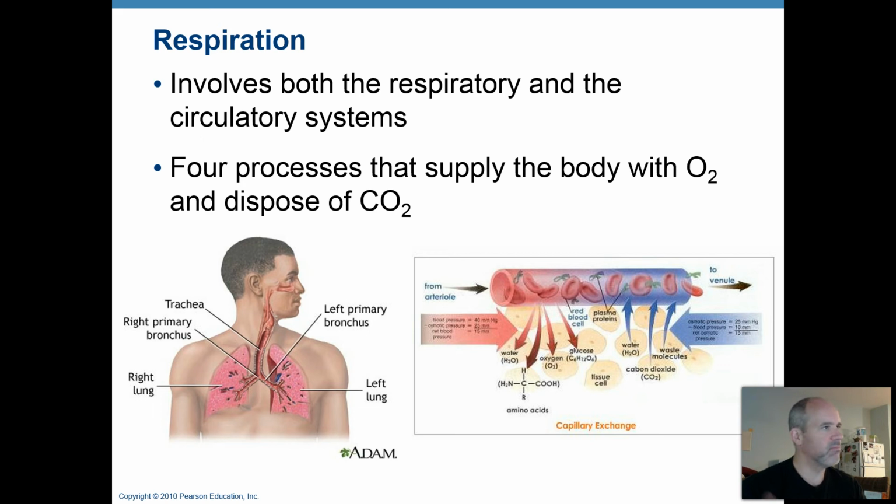Alright, so this first video we're just going to introduce some of the concepts here. And as I just mentioned, respiration, this process of gas exchange between the blood and the air in your lungs, involves both the respiratory and the circulatory systems. And on this diagram over here you can see the parts of the respiratory anatomy. And you'll be hearing a lot more about those over on the anatomy side. We'll have some review here in the physiology lectures.